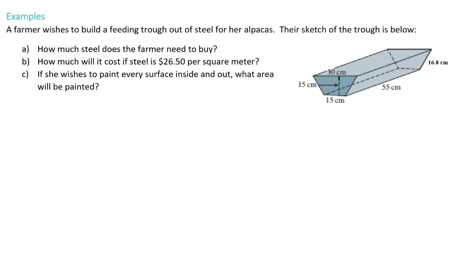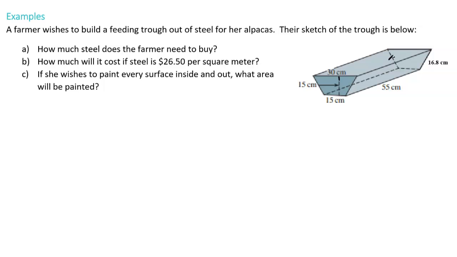Let's have a go at this worded example here. And it's really important we read this carefully because otherwise we can make a very silly mistake. It says a farmer wishes to build a feeding trough out of steel for her alpacas. Their sketch for the trough is shown below. So we've got, this is probably called a trapezoidal prism, or you could just call it a trapezium prism, because a trapezium is our cross-sectional area.